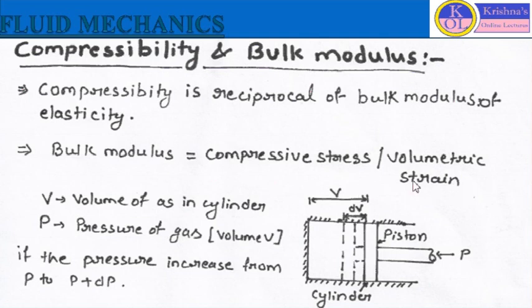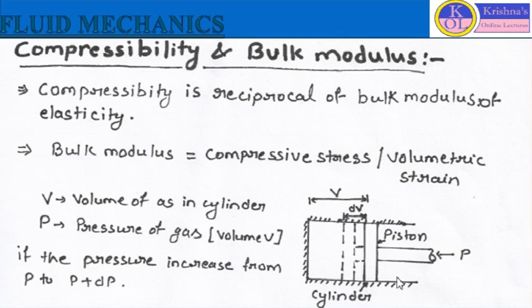We can define the bulk modulus and the compressibility by one example. This is the piston cylinder arrangement. This is the cylinder, and gas is filled inside the cylinder, and we are applying some pressure with the help of the piston on the gas. The original volume of the gas we consider as V, and the pressure P is applied by the piston on the gas of volume V.